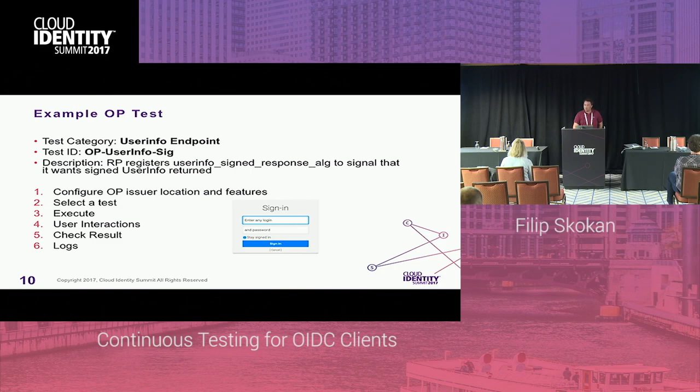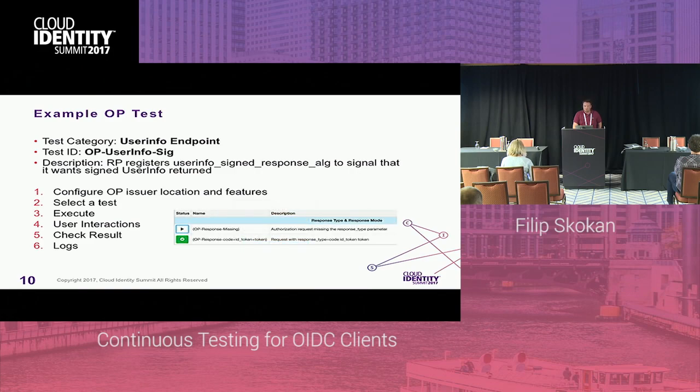You would go through your user interactions on the OP side: log in, register, whatever you need to do. And then it would go through the authorization callback phase on the RP side, and you would get your result. It's either going to succeed or fail, or there's going to be a question mark, meaning it possibly didn't finish. It encountered a different error that meant it cannot determine whether it failed or succeeded.